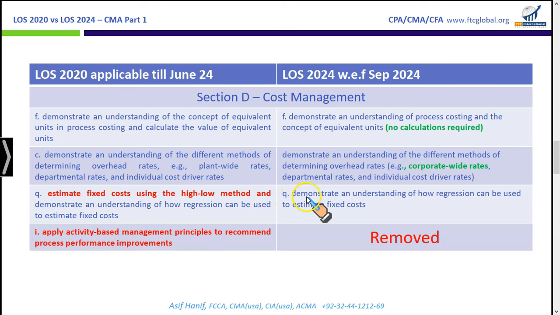So the high-low method is removed. Demonstrate an understanding of how regression can be used to estimate fixed costs. So no high-low method is there now. Apply activity-based management principles to recommend process performance improvement. This LOS is completely removed. So ABM, activity-based management principles, are no longer examinable from 1st September 2024.